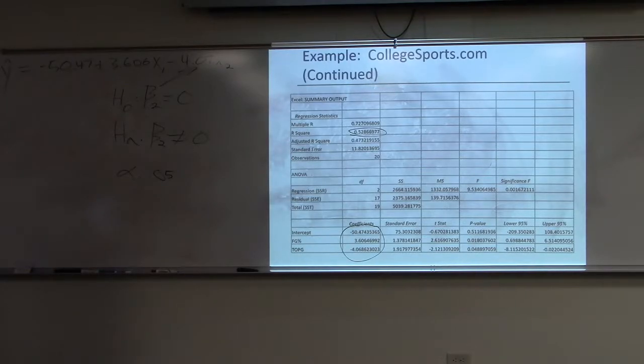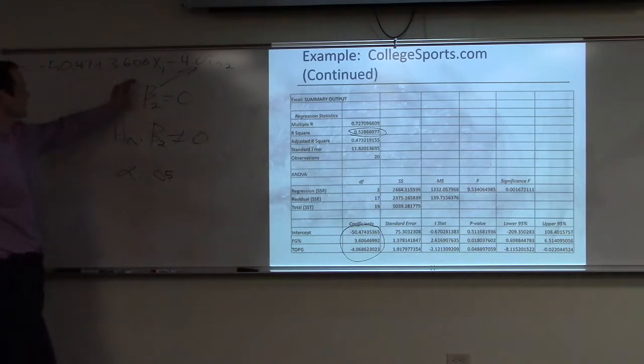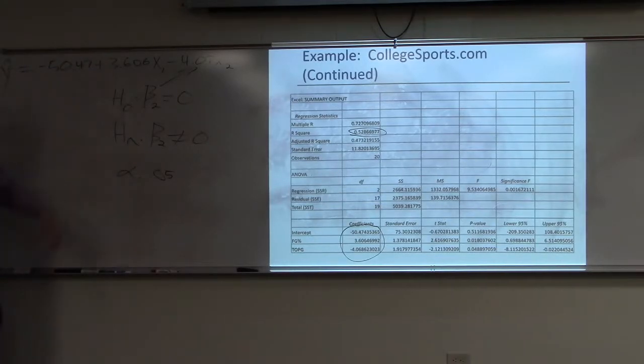What if your significance level was 1%? What would be your decision then? Fail to reject. It does not pass the 1%, but it does pass the 5% threshold. You would reject this, and you would assume the alternative hypothesis, and you would say both slope coefficients have statistical evidence that they have predictive value.